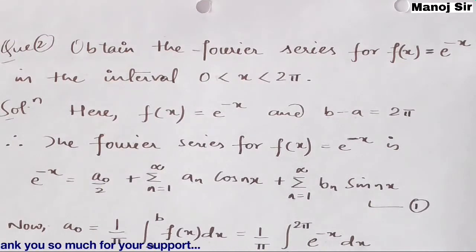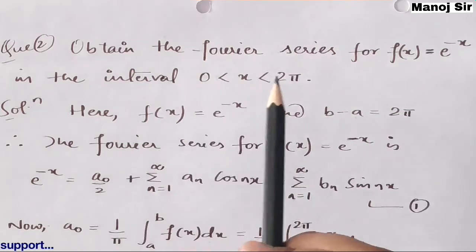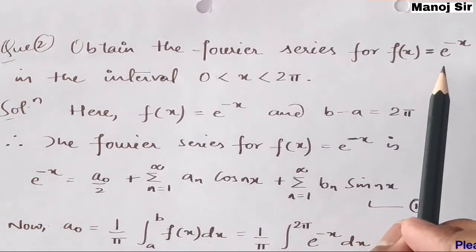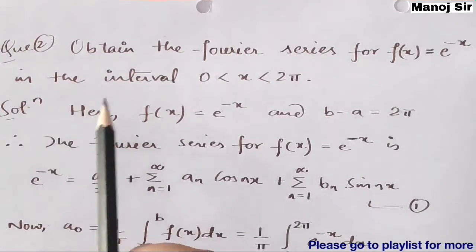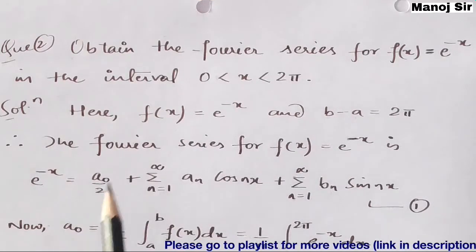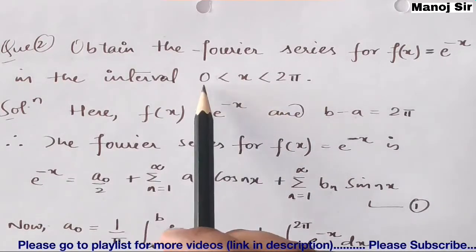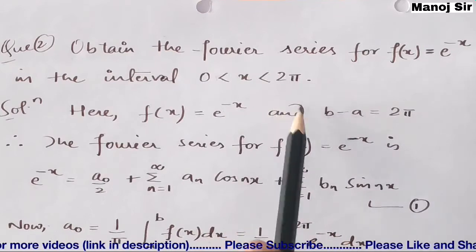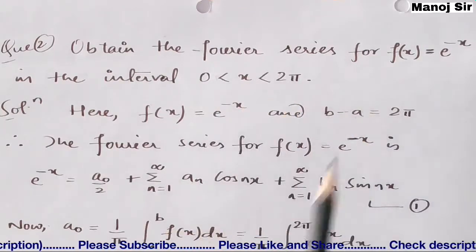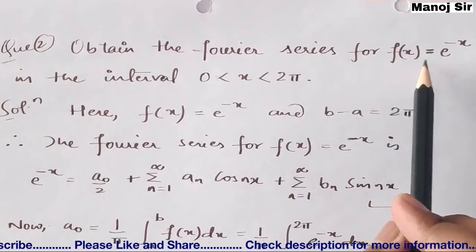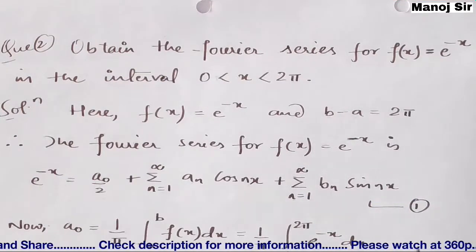Okay, let us start. The problem is: obtain the Fourier series for f of x equals e to the power minus x in the interval 0 to 2 pi. Again you can see this is a, this is b. The value of b minus a becomes how much? 2 pi. And the function f of x is given as e to the power minus x.